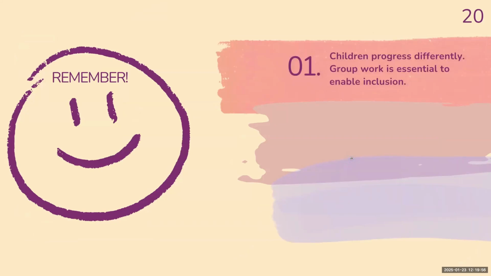What to remember from today's webinar? Even though children are the same age, they comprehend differently. Not all will progress at the same pace. That is why group work is essential. So it's better to follow the stages, not the fixed aims at a certain year.